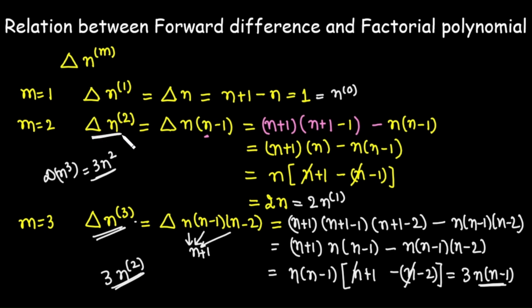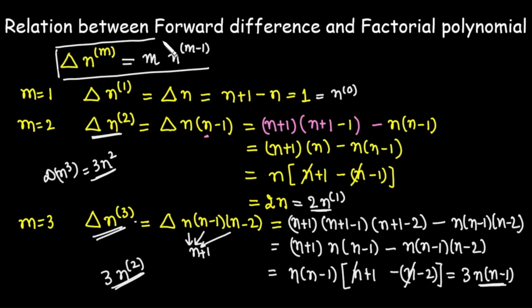Even in this case, the derivative of n square is 2 into n. But it is a factorial polynomial. We can write 2 into n raised to power 1 factorial polynomial. So in general, when we apply the forward difference on the factorial polynomial, this is equal to m times n raised to power m minus 1 factorial polynomial. So this is similar to the differential operator.